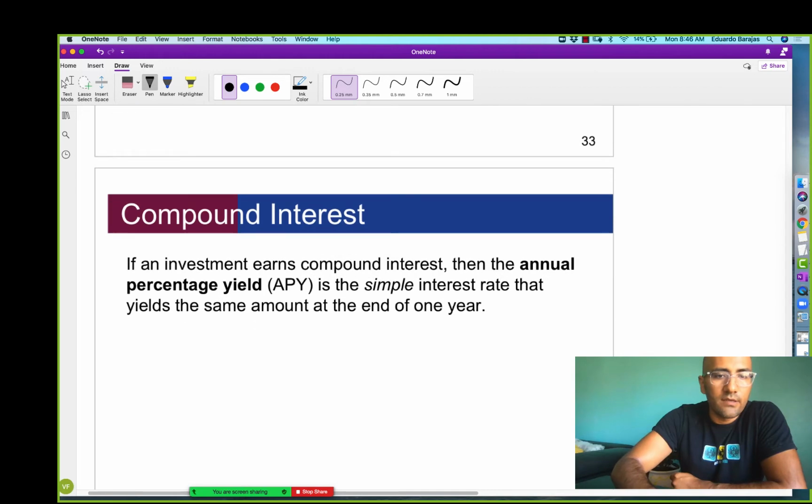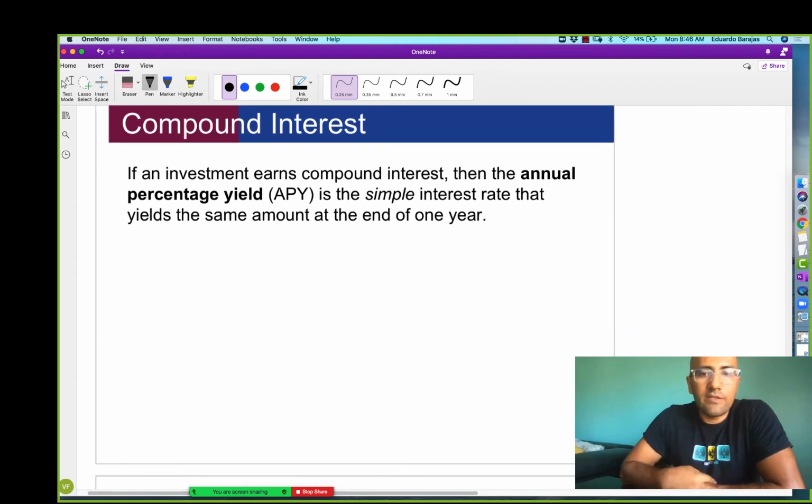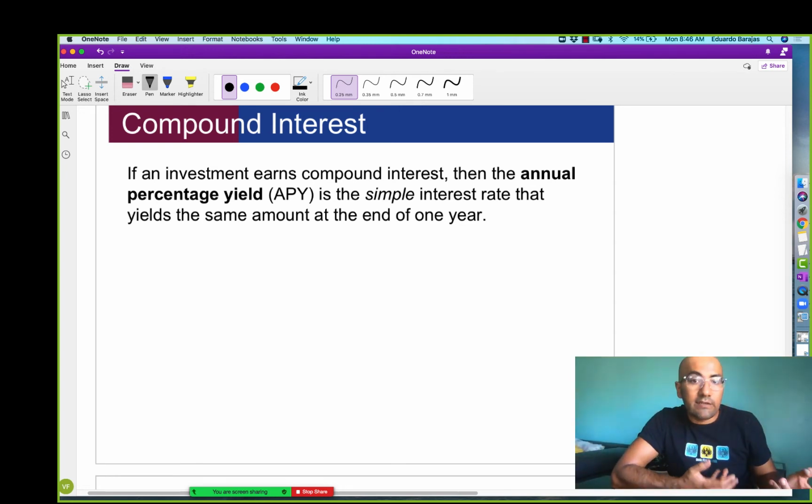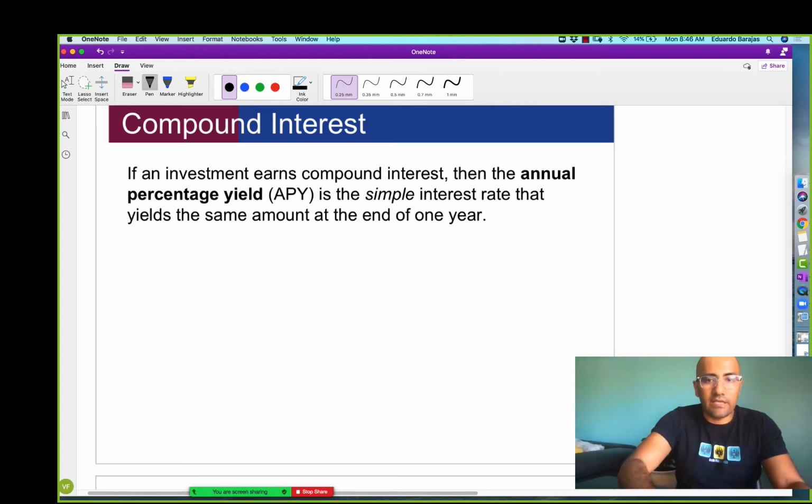It seems weird. Okay, so if an investment earns compound interest, then the annual percent yield is the simple interest rate that yields the same amount at the end of 1 year. So it's kind of like the equivalent amount. This interest rate makes it easy to compare different offers, right? So if some bank offers you an interest rate that's compounded monthly, and another bank offers you a different rate that's compounded every 3 months, how do you compare them? How do you know which one's better? Well, it's simpler to figure out what would be the simple rate equivalent that would give you the same amount at the end of 1 year, and that's the annual percent yield.